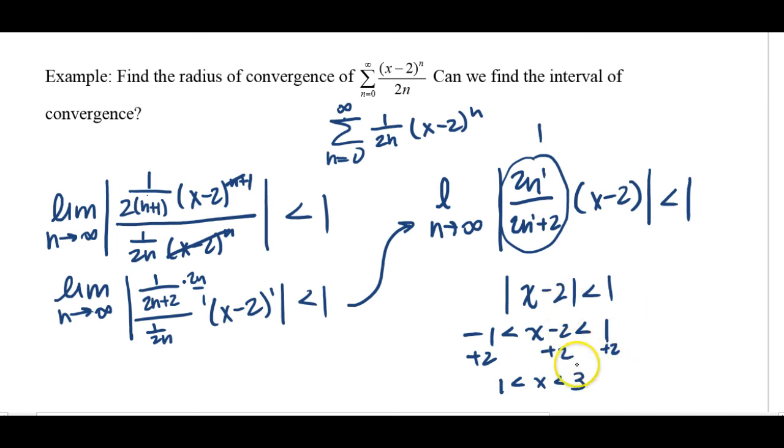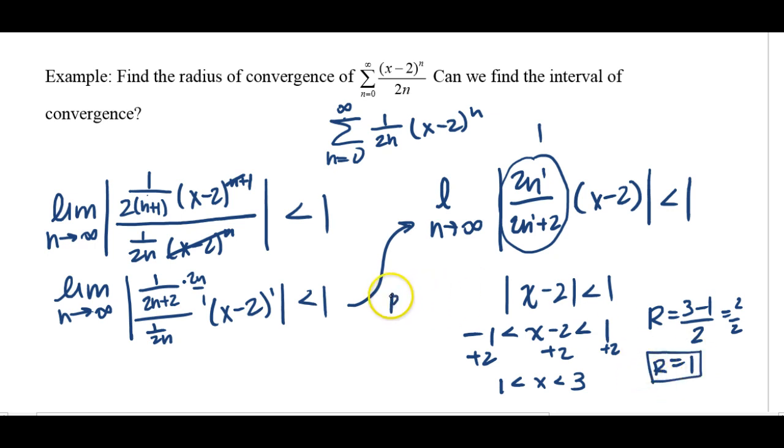So again, I don't know what the interval of convergence is. Can we find the interval of convergence? Not unless we test the endpoints. There are too many possibilities, but the radius of convergence is going to be, so r is going to be (3 minus 1) over 2. So that's 2 over 2. So my radius of convergence is 1.